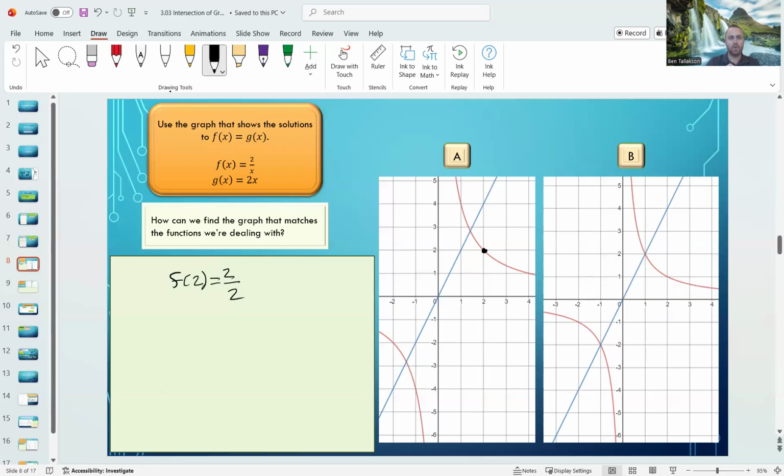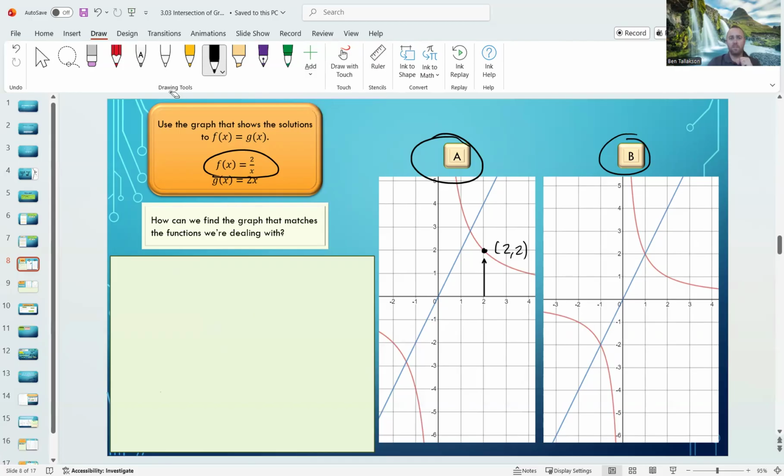Okay, so if this function matches this graph, if I plug in the x value of 2, I should get the y value of what? 2, right? This point is 2, 2. Let's see what happens. 2 over 2 is 1. That is not going to work out. So we now know the answer is B.